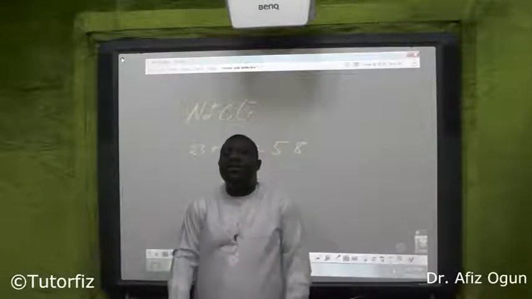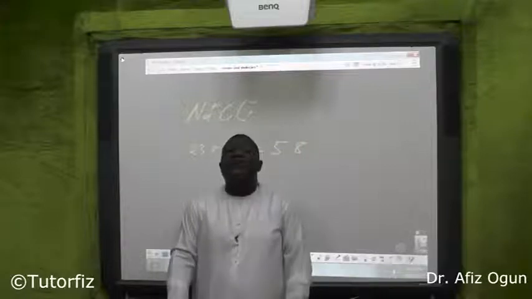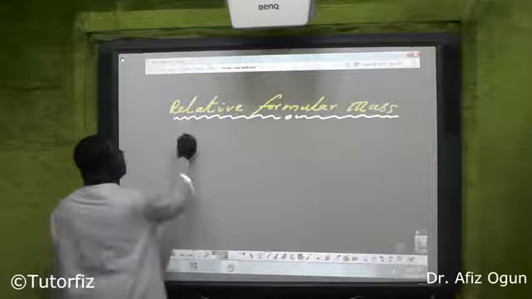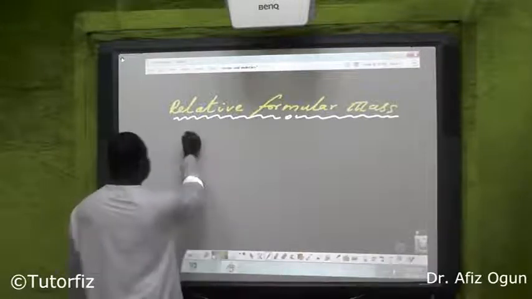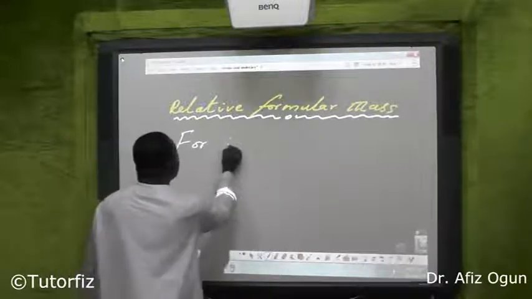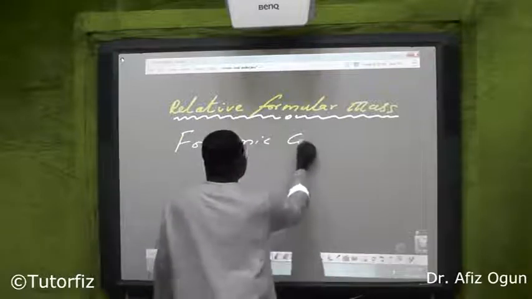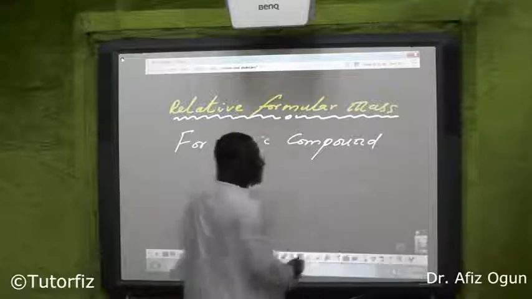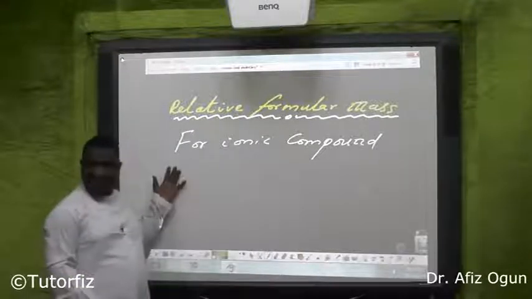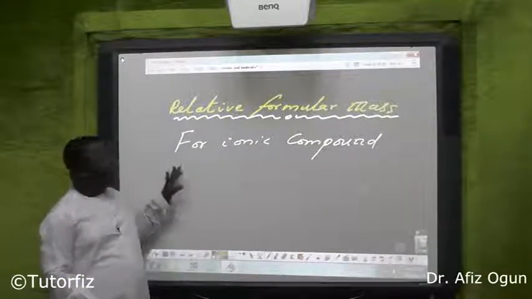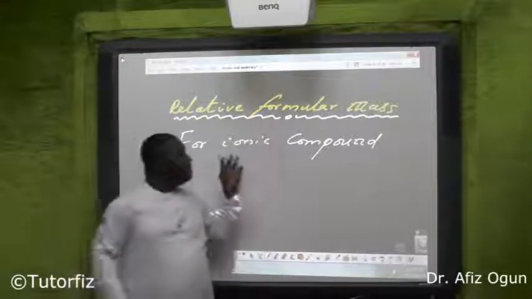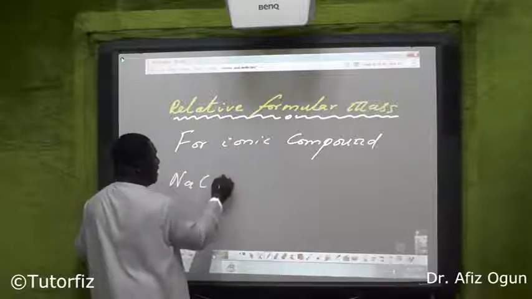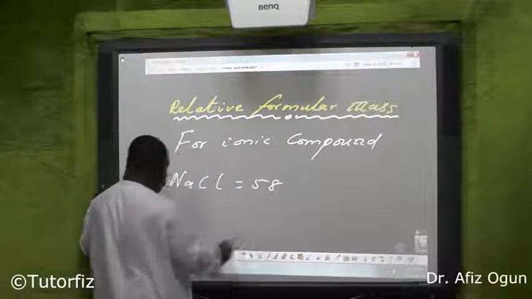So when we are considering an ionic compound like this, what do we say? Instead of saying relative molecular mass, we say relative formula mass. For ionic compounds, we say relative formula mass. So we still do the same thing we did, like we did this, we got 58.